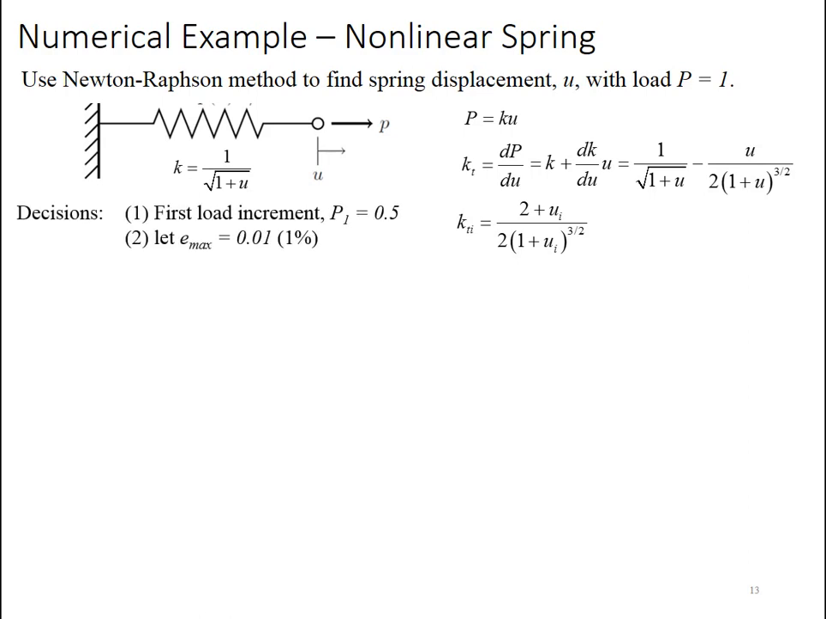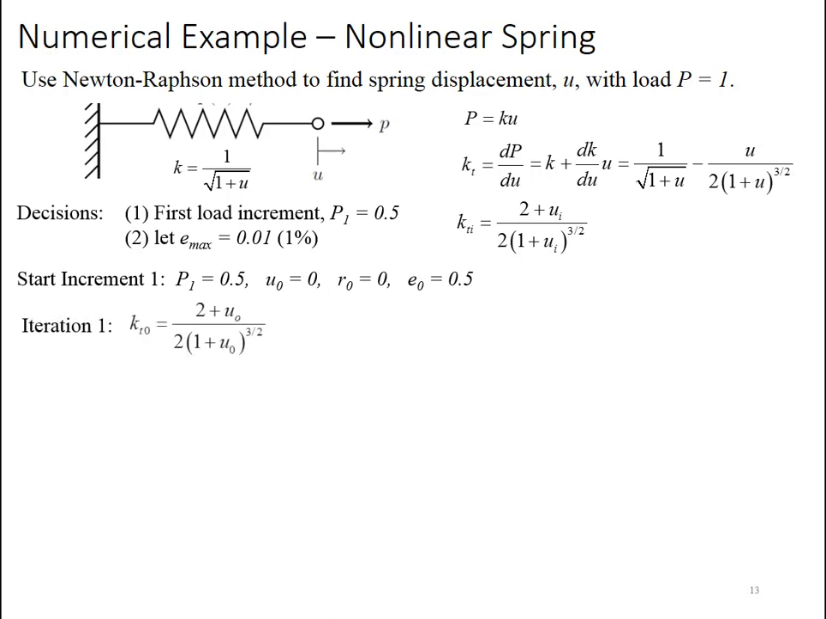Now let's go ahead and make some initial decisions and get started. I'm going to break this into two load increments. So my first one, P1, is equal to 0.5, and I'm going to choose my max error of 1%. Starting load increment 1, I have P1 equal to 0.5, and my displacement and reaction force initially are 0, so my error is 0.5 pounds, for example.